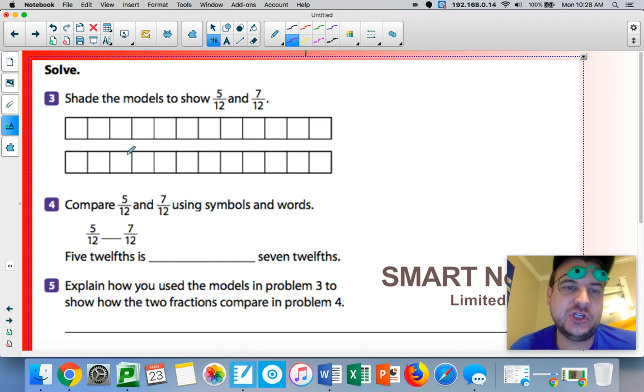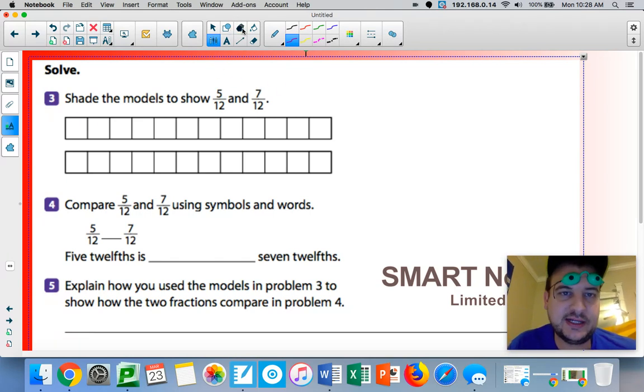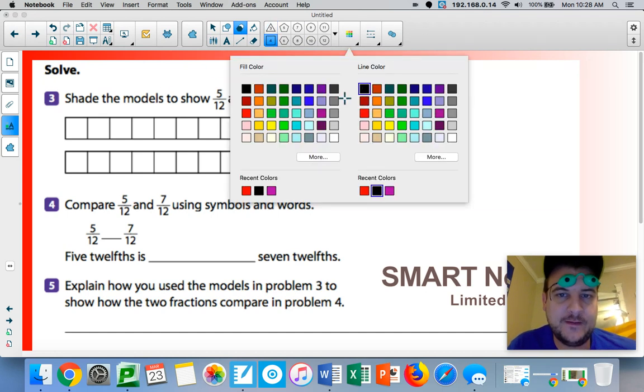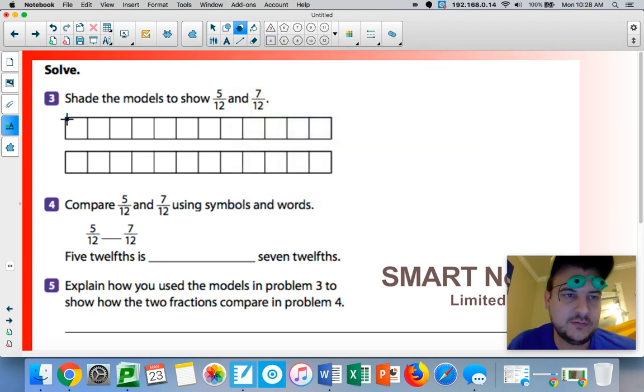Shade the models to show 5/12 and 7/12. When the denominator is the same, we look for the bigger numerator. So I already know that 7/12 is going to be a bigger fraction, but I'm going to go ahead and do it anyways. Let me see if I can color this any quicker. I'm going to go red. All right, so let's copy that bad boy.